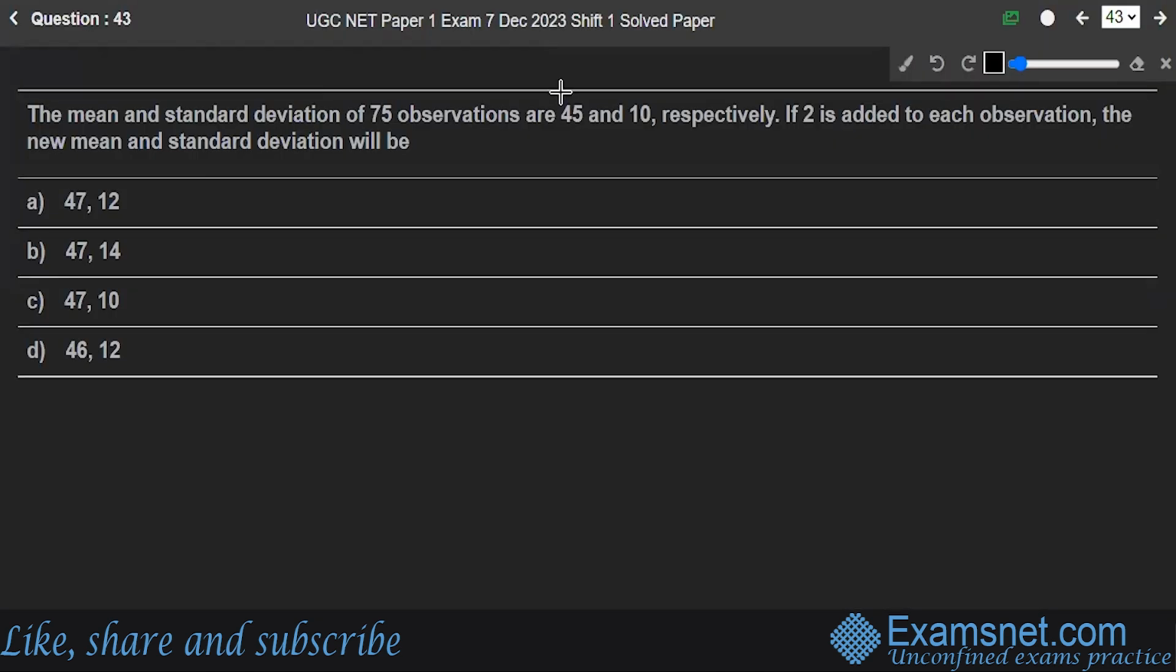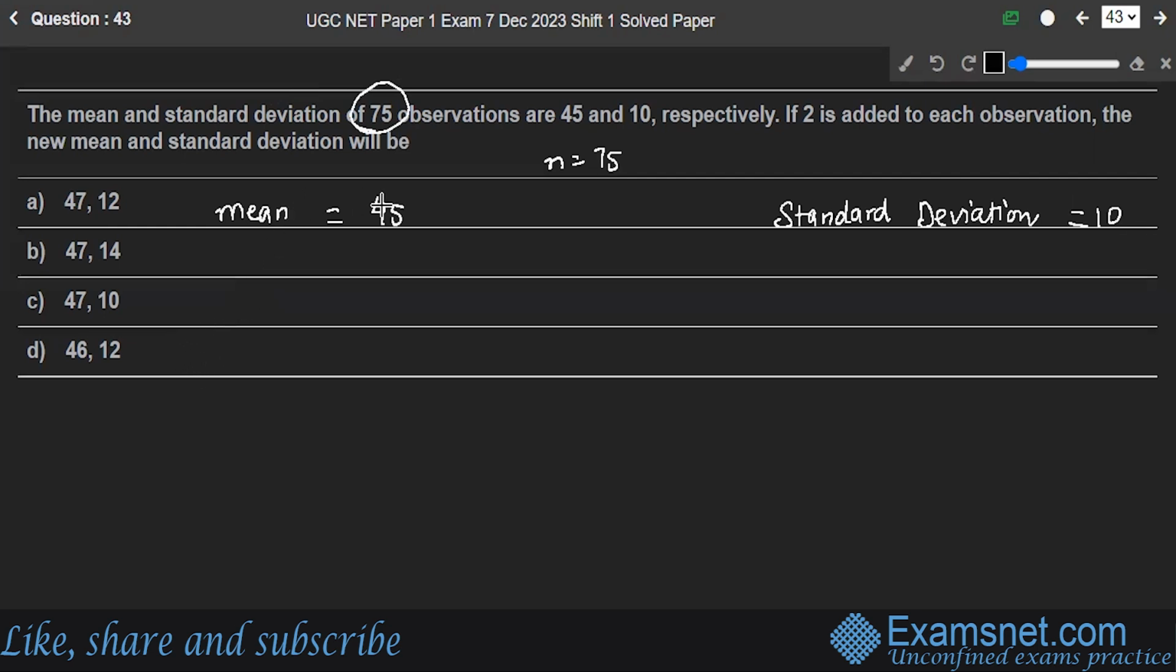Hope you got that. Let's move to the next question. Question number 43. The mean and standard deviation of 75 observations are 45 and 10 respectively. If 2 is added to each observation, the new mean and the standard deviation will be? We're having two things, mean and standard deviation. First, you have the mean as 45, the number of observations is 75, and the standard deviation is equal to 10.